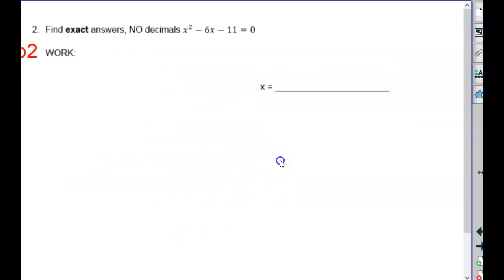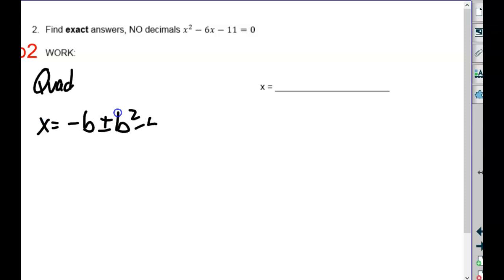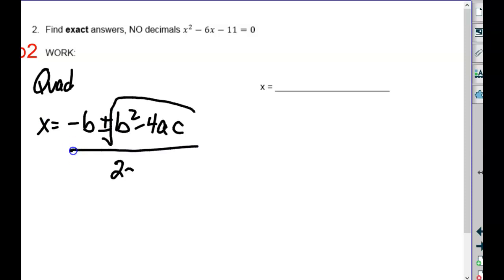I don't care. Number 2, exact answers, no decimals. Guys, that's a really big hint that it probably doesn't factor, okay? What do you have to use? Quadratic formula, x equals opposite of b plus or minus the square root of b squared minus 4ac all over 2a. All right, a is 1, b is -6, and c is -11.